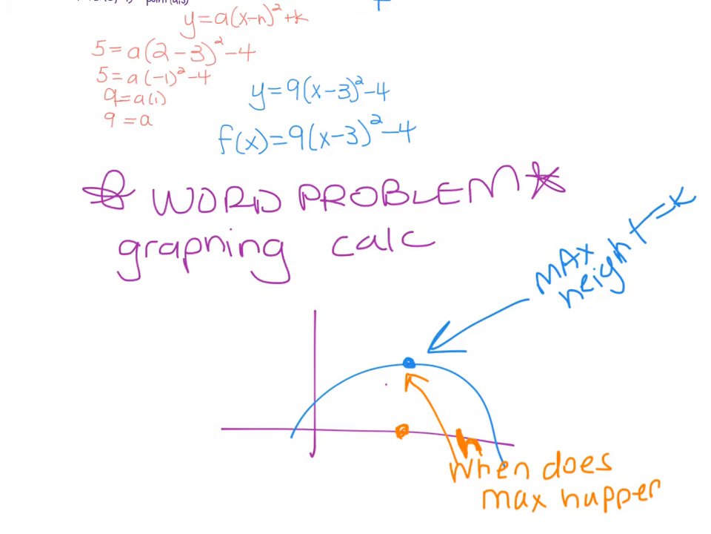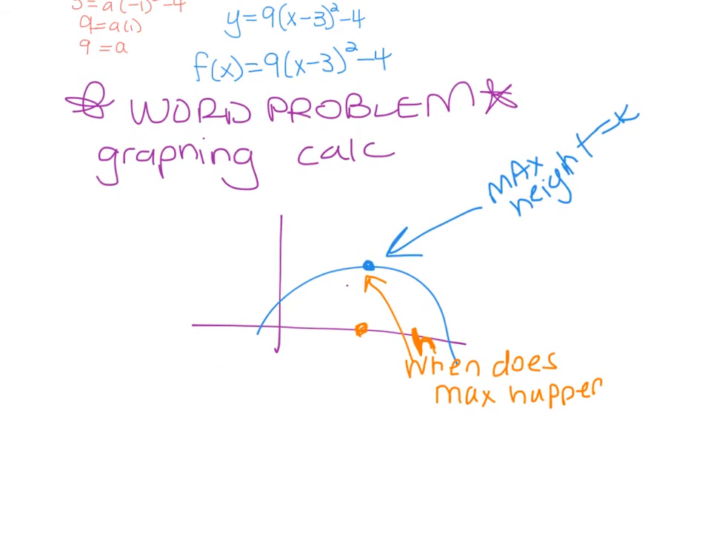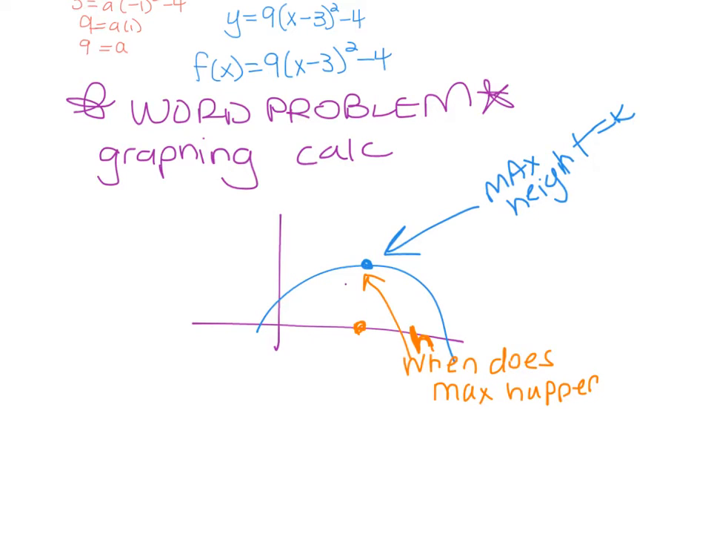How do you know the difference? You just got to pay attention to the question that asks. So your question might say, what is the max? So you're looking for the y. And then a question could say, at what point does the max occur? When does the max occur? And then that's going to be your x coordinate. So you just got to read your questions.